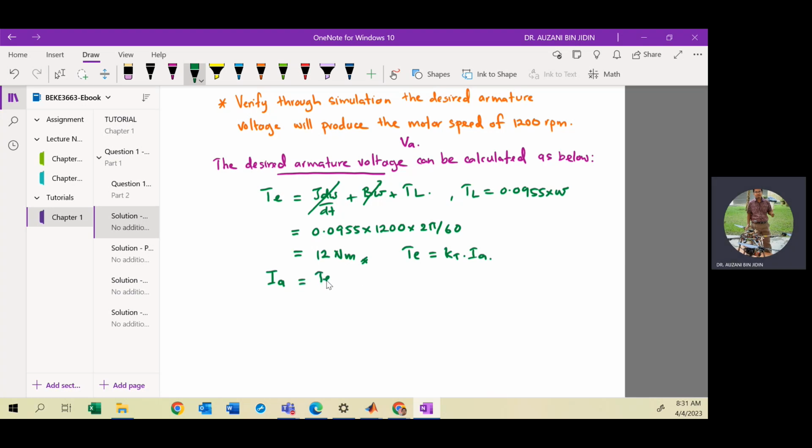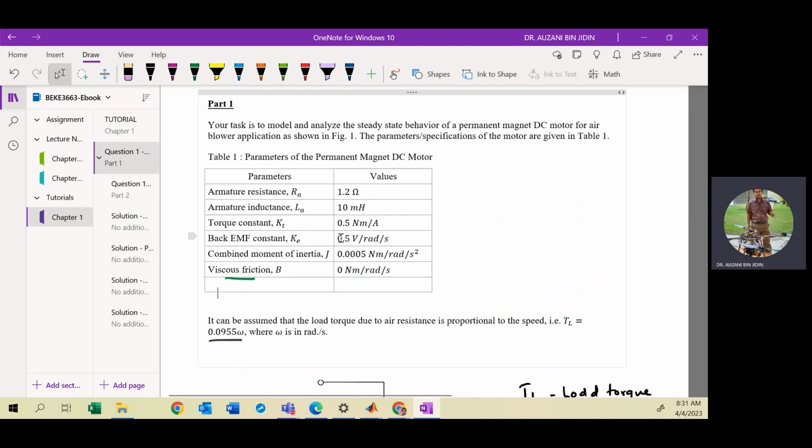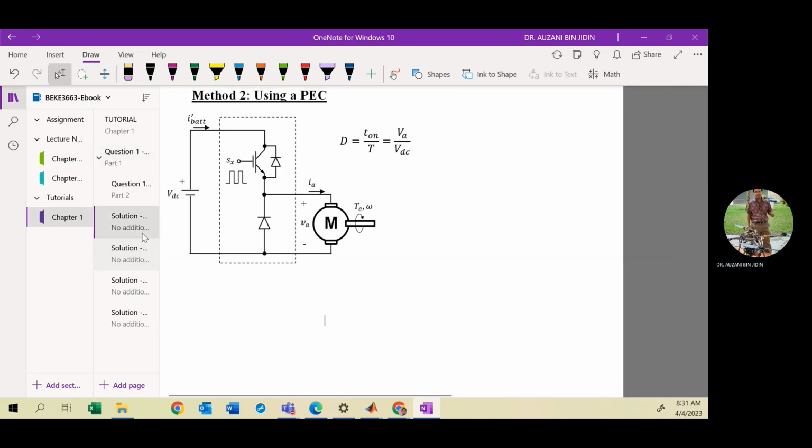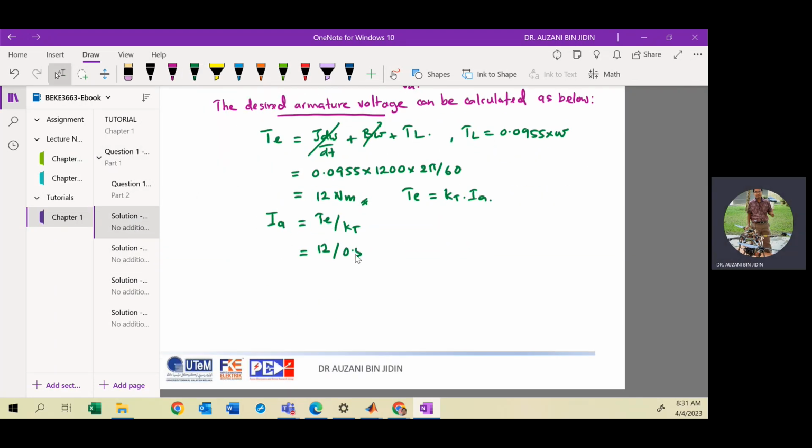So from here you rearrange, then you can solve for IA, which is torque divided by KT. Your torque is 12 as calculated above, and KT is what? Refer to the table in the question. What is the value of KT? 0.5. Okay, KT and KE are the same. 0.5. Then you get the value, which is 24 ampere.